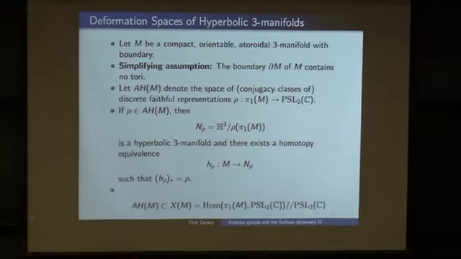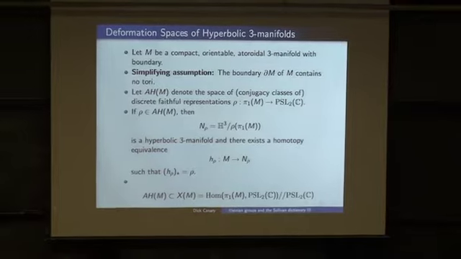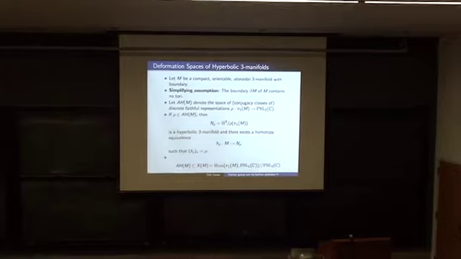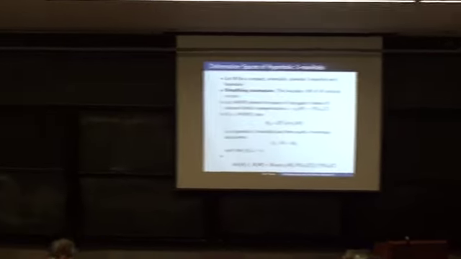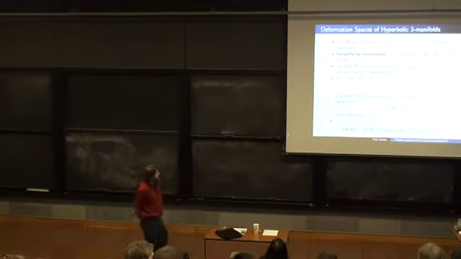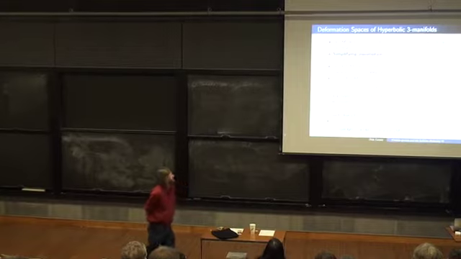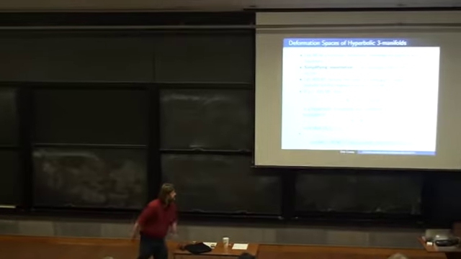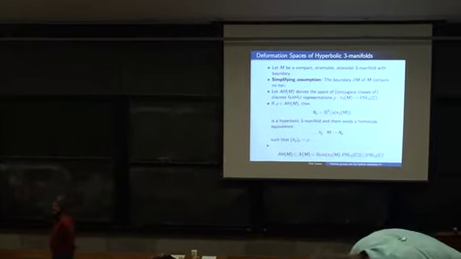So, the deformation space we think about here usually, the interior is a complete hyperbolic structure. Yeah, just a complete one. We're talking about the space of discrete faithful representations of pi1 of M into PSL2C.